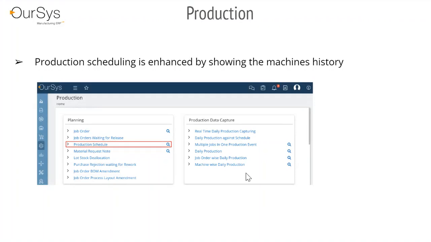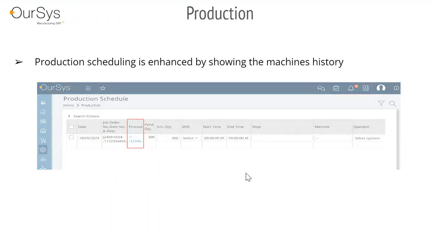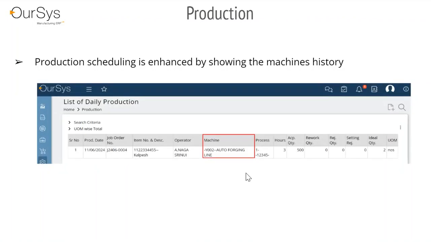So as you can see in the image, we have the link called production schedule, where the user plans the job card according to their availability, material availability and schedule. Here you can see we have given a hyperlink. By clicking on the hyperlink, the user will be directly redirected to the daily production page, where they will get to know which machine was used last for that particular line item.